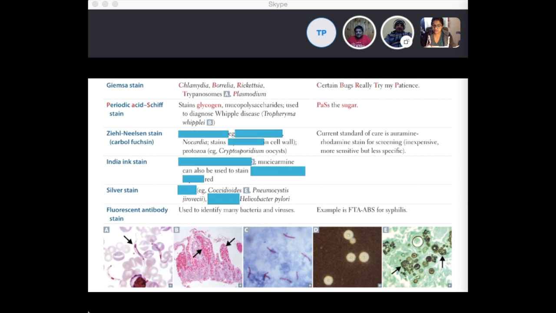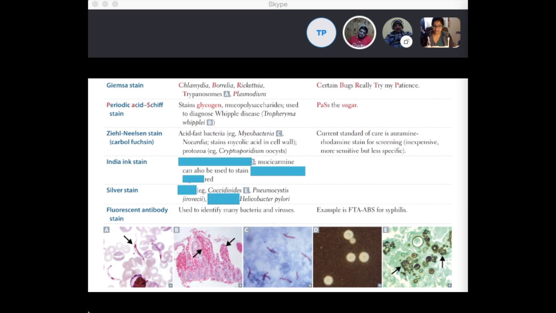Okay, now on to the Ziehl-Neelsen stain. What kind of bacteria does this stain? Mycobacteria? Acid fast, so mycobacteria? Yes to both. And what specifically does it stain in the cell wall? This is the mycolic acid. Correct.